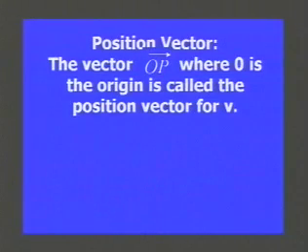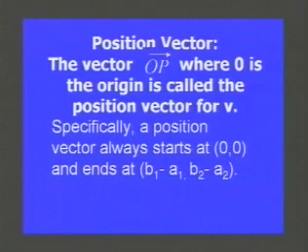So the standard position for any vector is to start at 0, 0, and end at b1 minus a1, comma, b2 minus a2. And that's always going to be true for a position vector. That's the definition. It's going to start at 0, 0, and end at b1 minus a1, b2 minus a2.